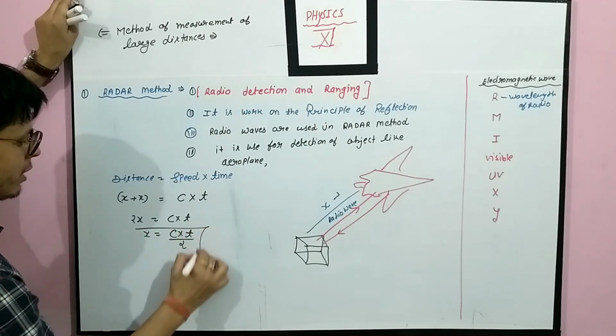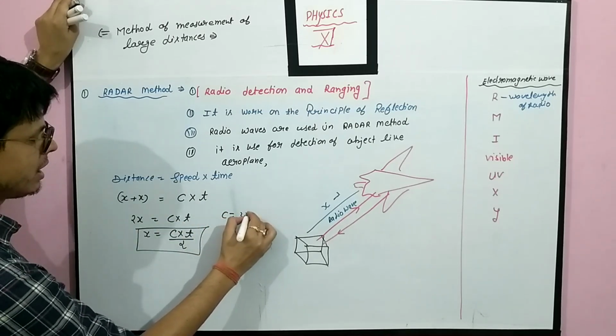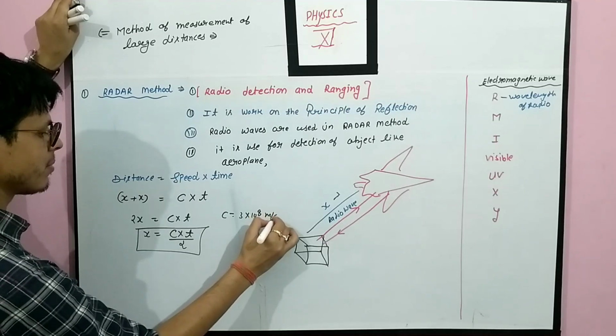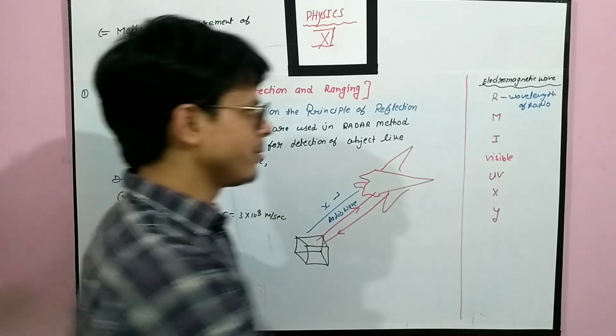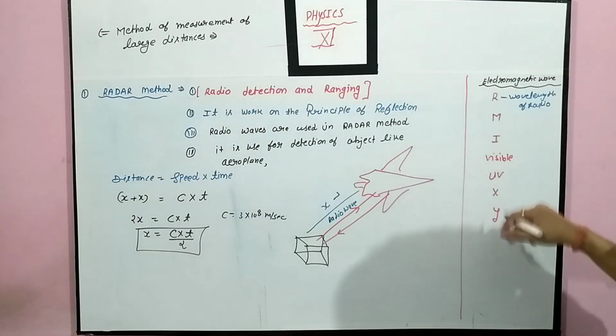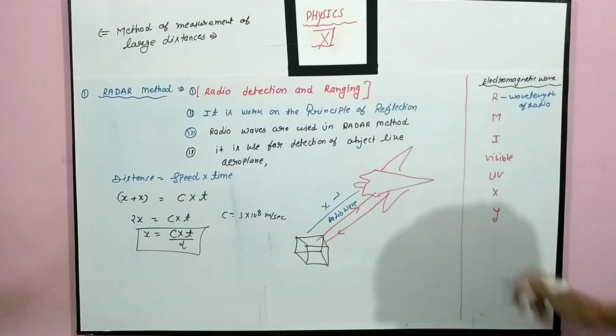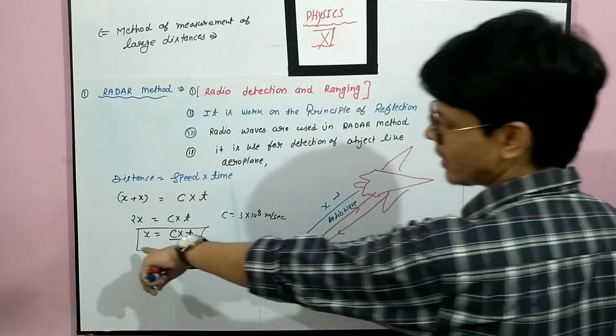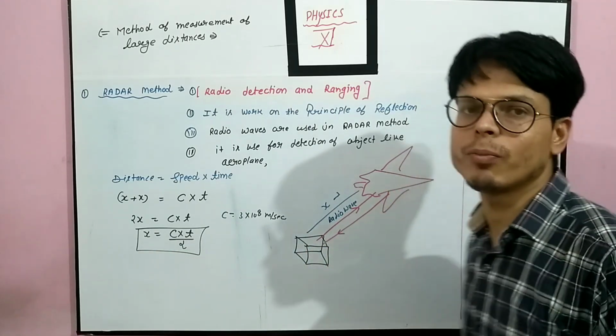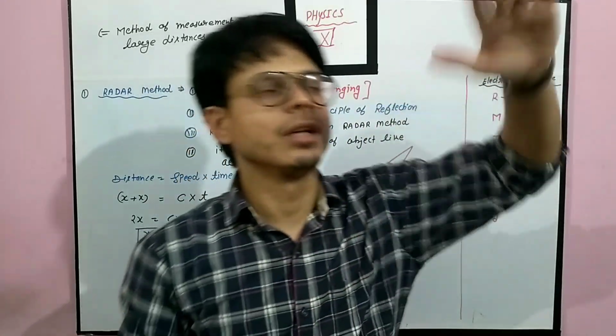The speed of radio wave is 3 into 10 to the power 8 meter per second, equal to the speed of light, because all these waves are inside the light. Light is also an electromagnetic wave. So by this formula you can find out how far that aeroplane in the sky is from that position.